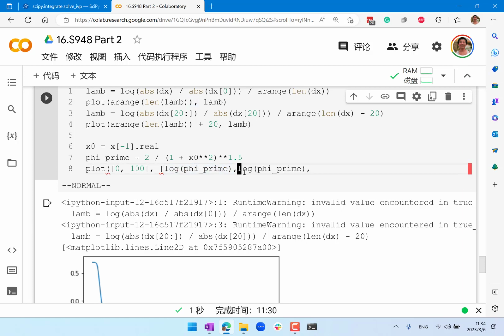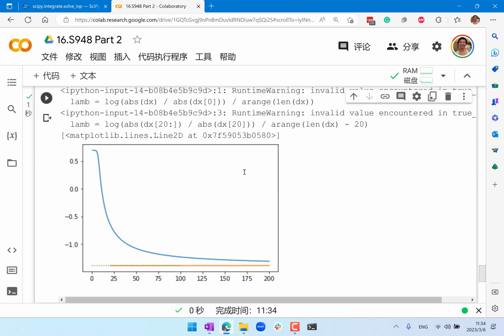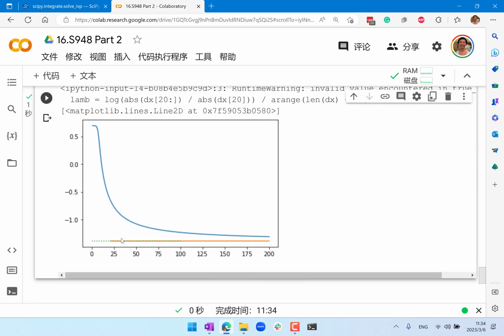So basically, I'm plotting the analytical solution with a dotted line underneath. So we see that this is exactly what we computed, right? So the accuracy is very good. Okay, good. Any questions on the discrete dynamics?